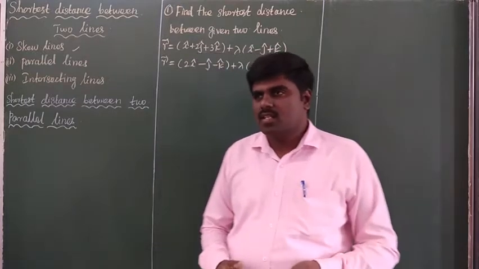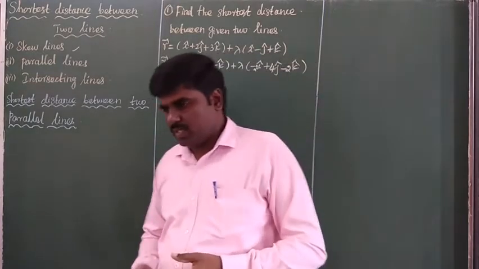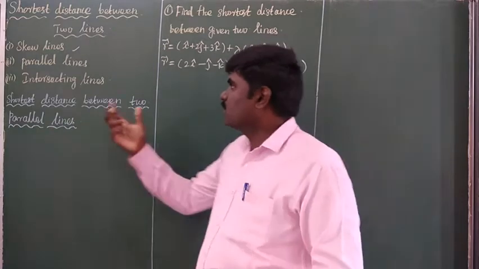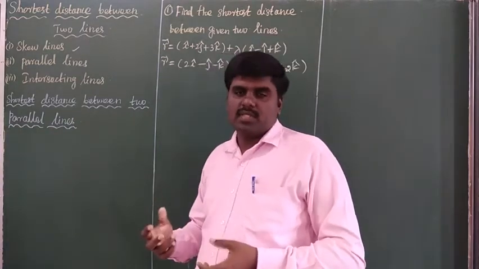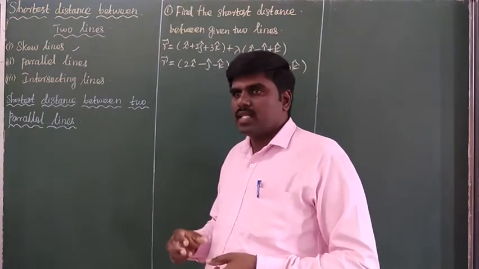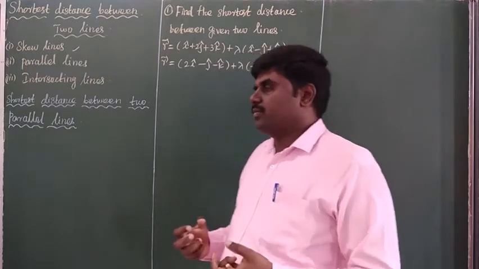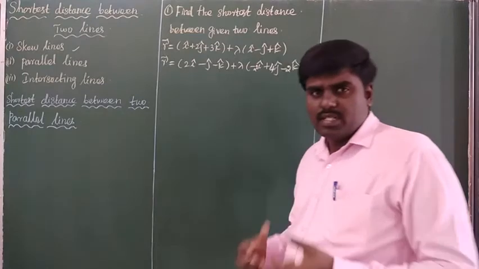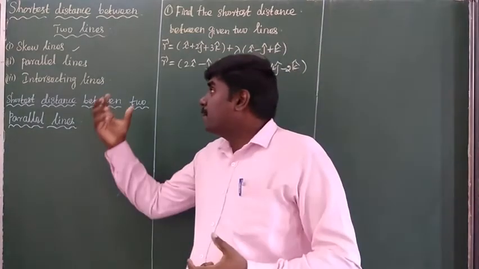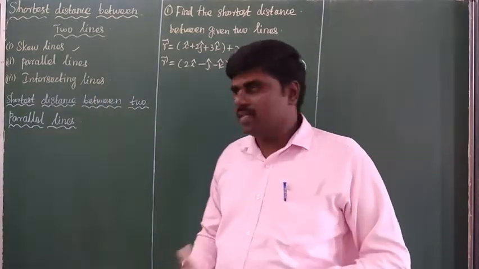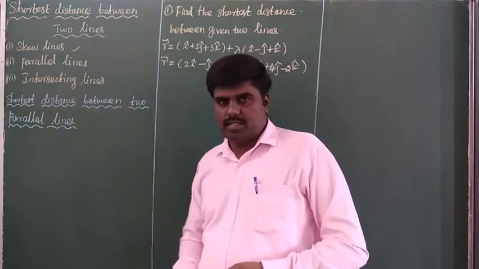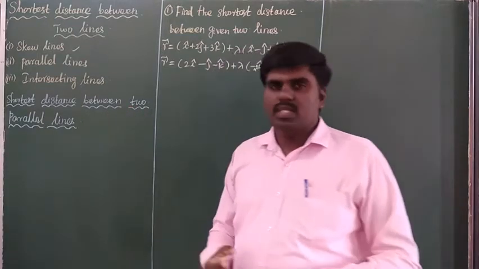In the last video, we discussed the shortest distance between two skew lines with examples. Is it clear? We saw how to solve it in vector form and Cartesian form. Now, in this video, we discuss parallel lines and the shortest distance between two parallel lines. Okay? We know the result.